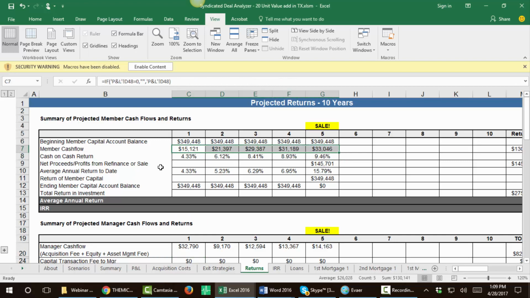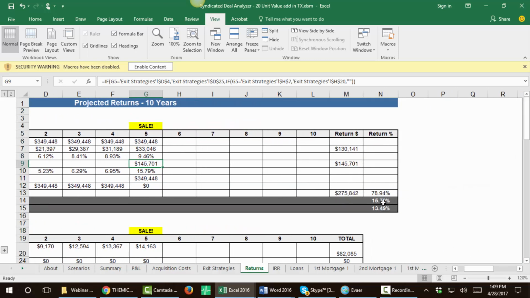Okay, and then when we sell, we have the profits from the refinance, and then of course the investors get their money back. So you have the profit of the refinance, and this profit here is the proceeds from the sale, which consists of amortization and appreciation. So you add all that together, and you can see here that based on the amount of money we put in, we're just over a 15% average annual return.